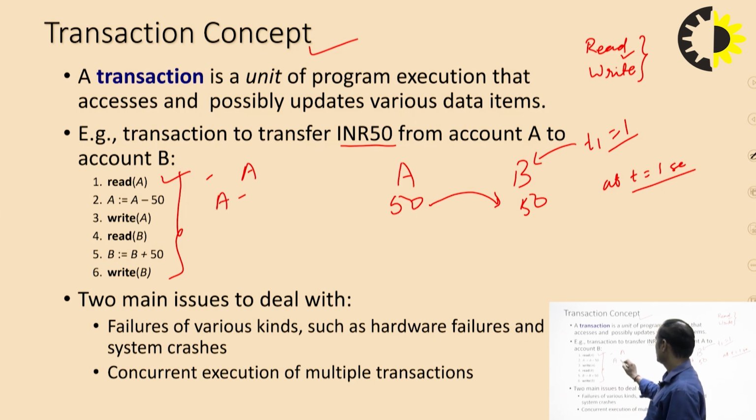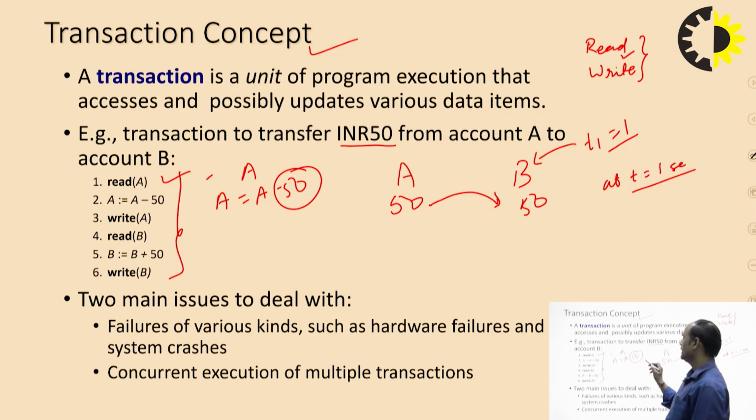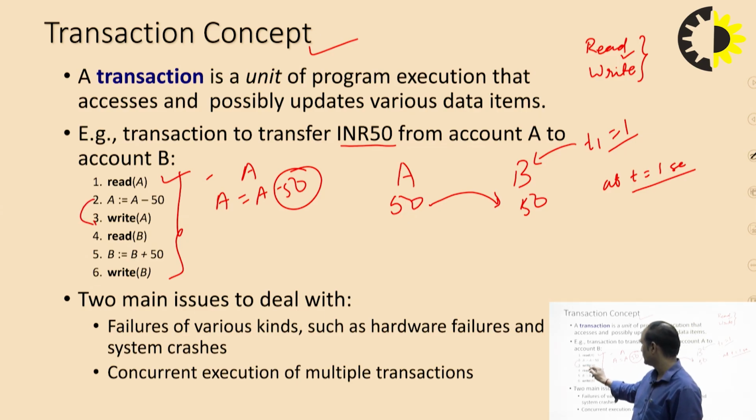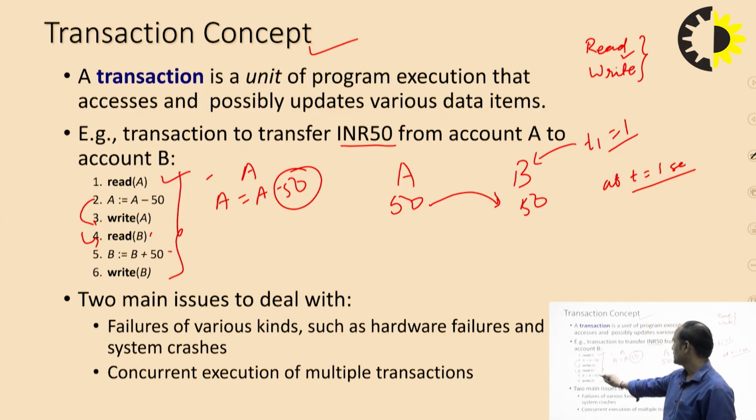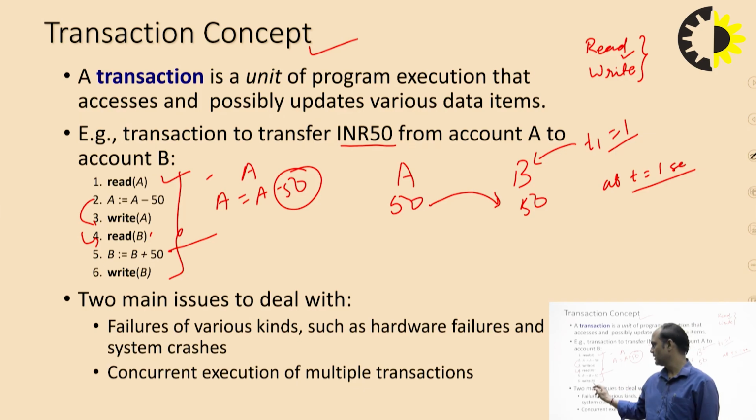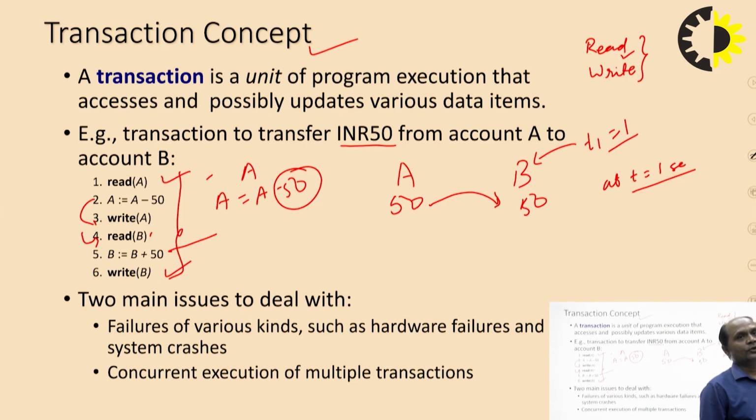So A equals A minus 50. This is the amount that will be transferred to B. So we update that particular account A using write A, and after that we read the amount B. After reading, we add 50 rupees to B, and after that we update the value of B. So here is a transaction, and it can be performed in this way.